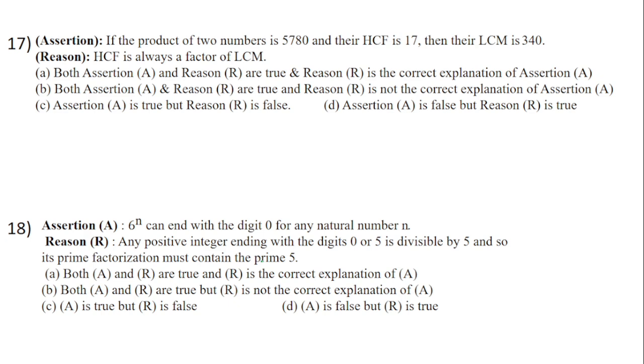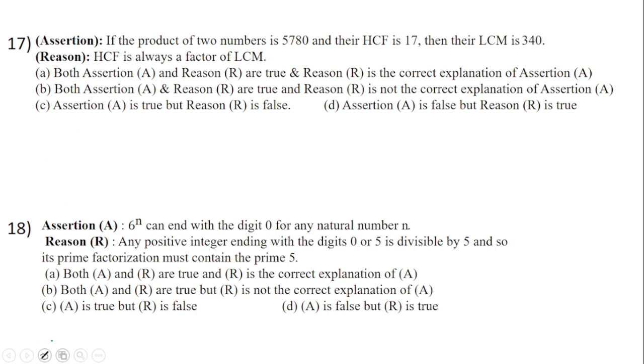Let's move on to the next question. See here, assertion and reasoning type questions. Let us see the first one. Assertion, 17th question. If the product of two numbers is 5,780 and their HCF is 17, then their LCM is 340. Let us see the second one. Reason: HCF is always the factor of LCM.